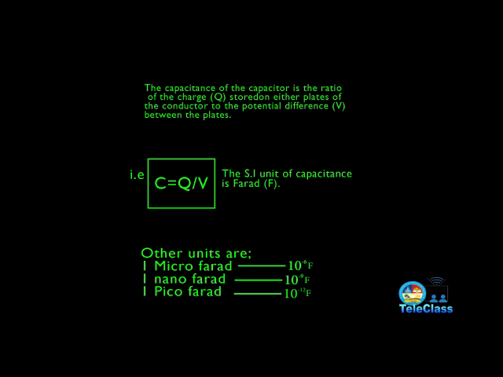Now, what is the capacitance of a capacitor? The capacitance of a capacitor is the ratio of the charge Q stored on either plate or conductor to the potential difference V between the plates. So mathematically, from the previous formula Q equal to CV, you make C, the capacitance, the subject of the formula, and you have C equals Q over V. The SI unit of capacitance is the farad.